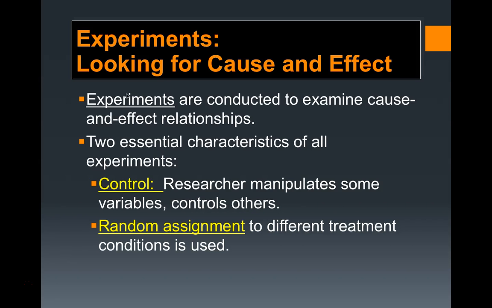So if you're in an experiment that involves just two groups, before you arrive, going to the next subject, the experimenter may literally flip a coin to decide what group you're going to be in. It's random. Very important. If we don't have random assignment, we don't have a true experiment.